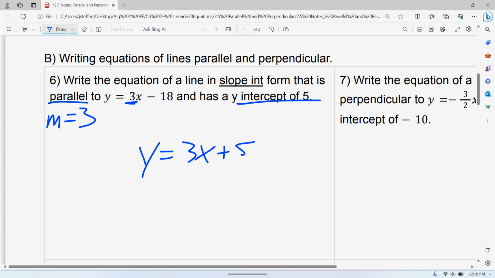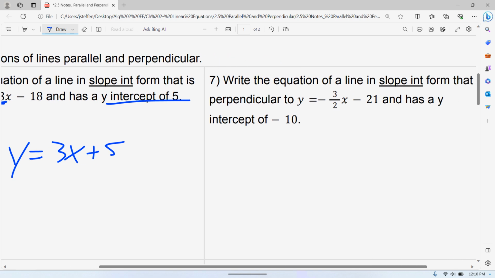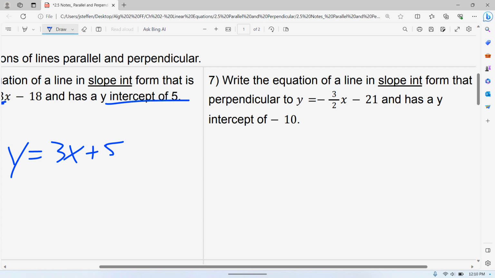So again, most people are usually okay with that because it's parallel, so it's the same slope. The time that it gets to be a little bit more confusing is number 7, because it's the same question. The only difference is I want something that is perpendicular to that line. Again, if it's perpendicular, I want the opposite reciprocal, so it's positive 2 over 3. That's the slope I'm going to use.